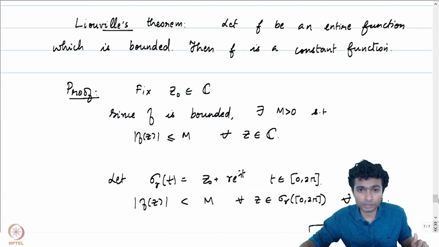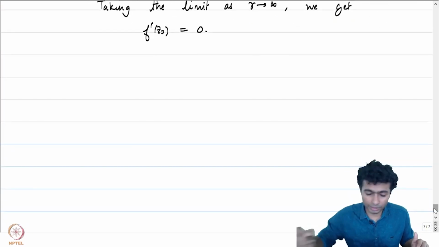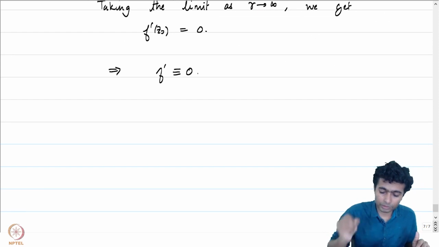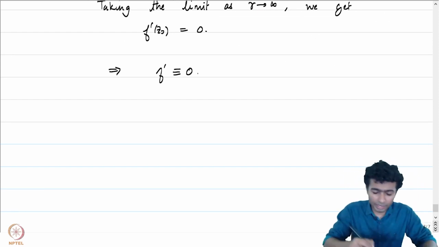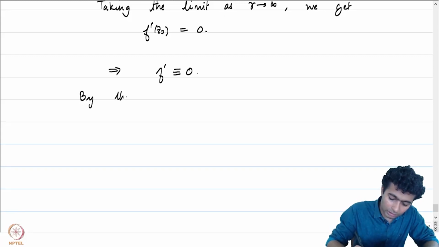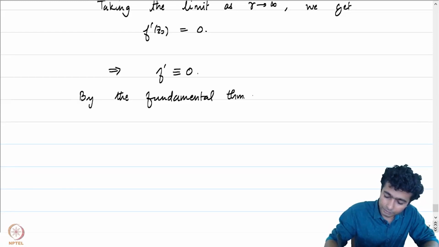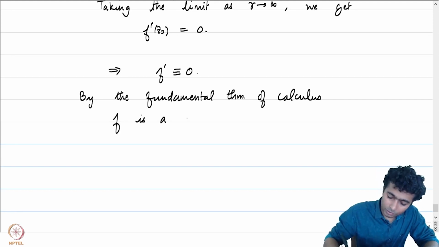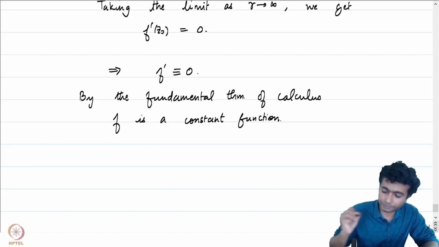And our choice of z0, if you notice, was arbitrary. This implies that f prime is identically equal to 0. Now, by the fundamental theorem of calculus, we have f is a constant function. So bounded entire functions are necessarily constants.